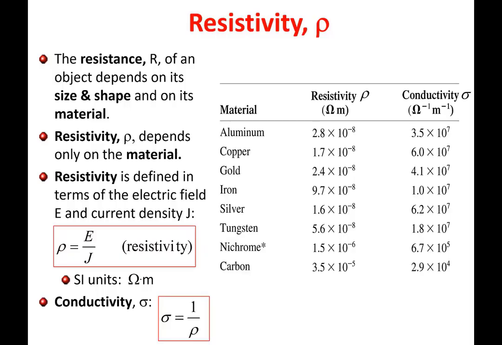What we were introduced to in the previous part of this lecture is the definition of resistance, for which we use the symbol uppercase R. Uppercase R resistance is defined to be the potential applied across an object divided by the current that passes through that object.